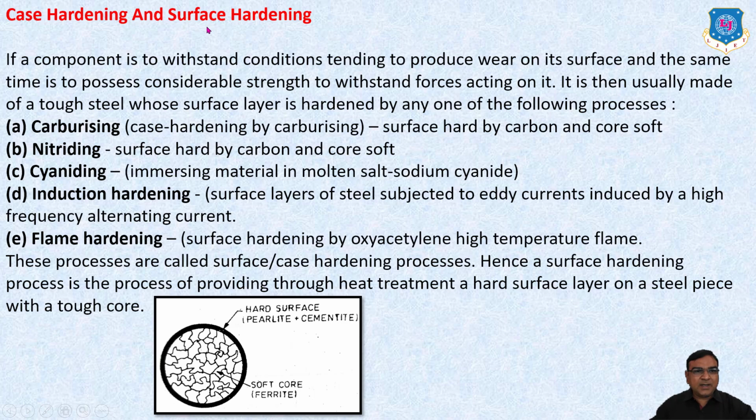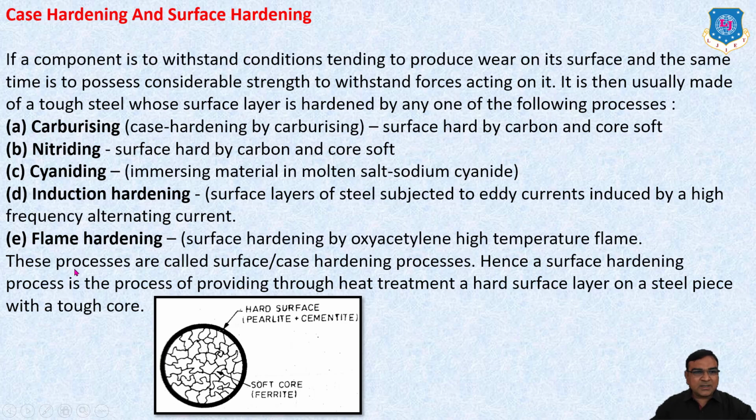Case hardening and surface hardening. If a component is to withstand conditions tending to produce wear on its surface, and at the same time is to possess considerable strength to withstand forces acting on it, it is then usually made of a tough steel whose surface layer is hardened by any one of the following processes.